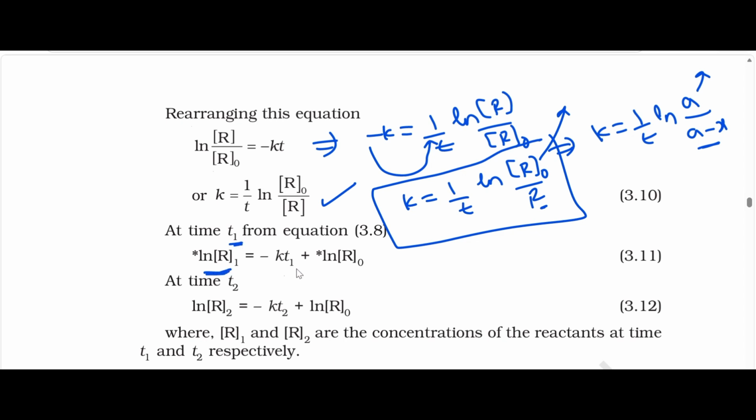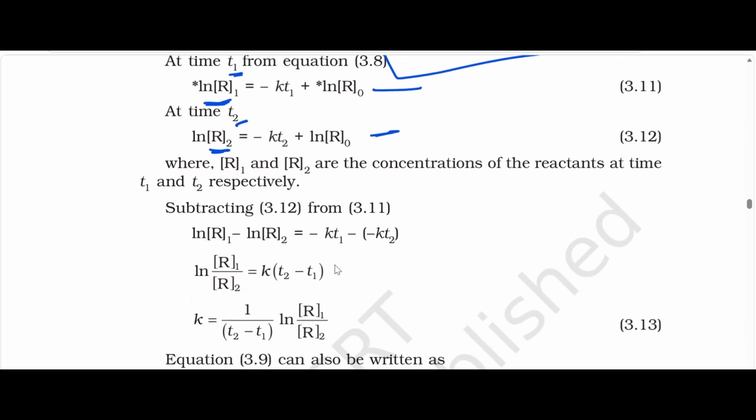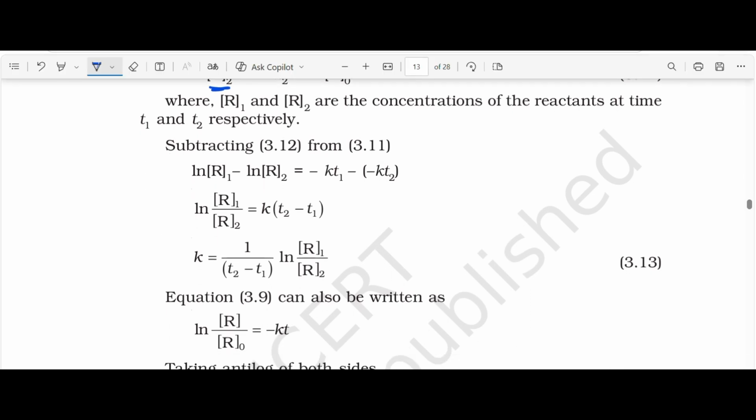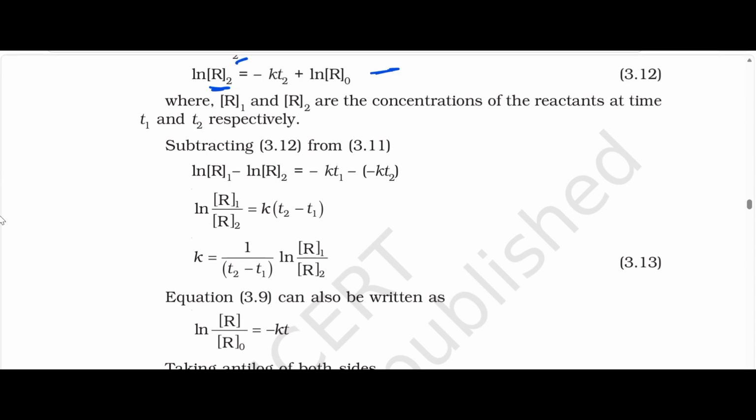Now according to different intervals of time, at time t1 the concentration becomes r1, so I have given one more equation. Similarly at time t2, r2 will become like this. So ln r2 equals minus kt2 as per our previous expression. Based on this we subtract ln r1 minus ln r2, which equals minus kt1 minus of minus kt2. Clear?